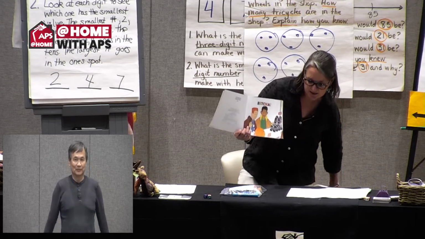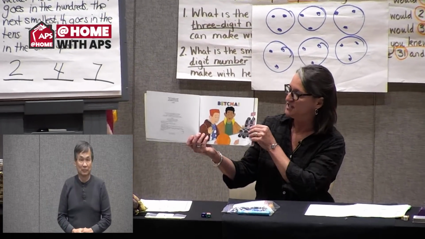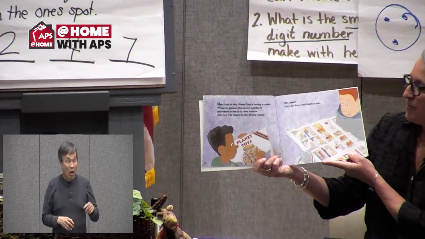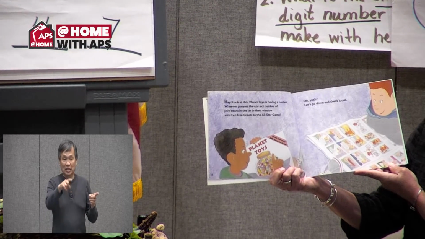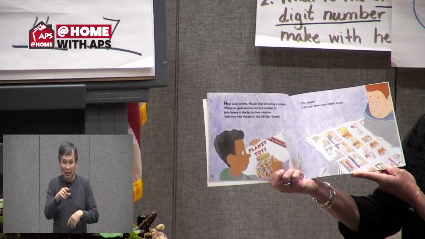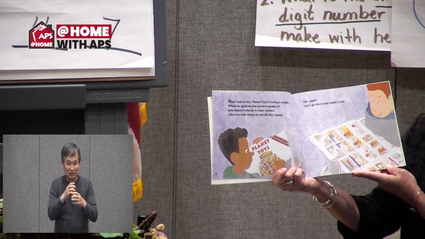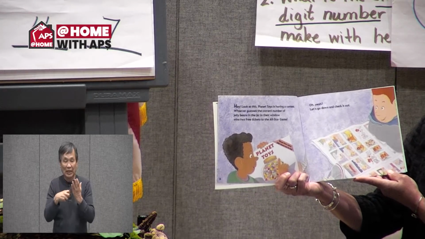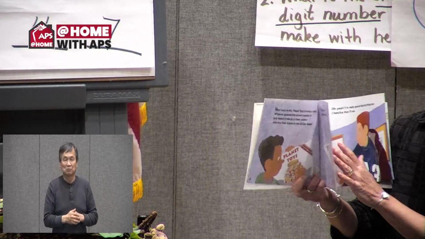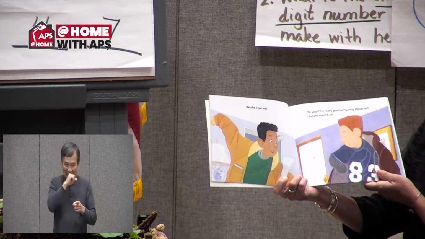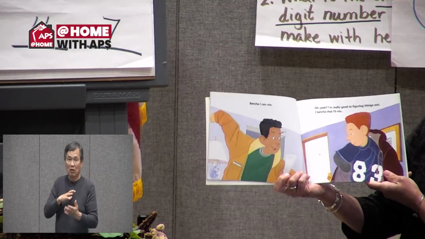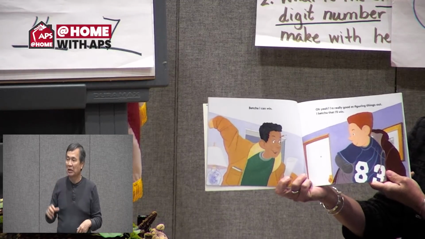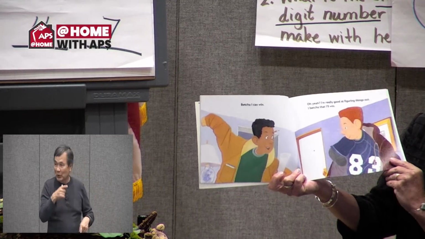I think we'll sit for this part. Okay, Betcha. Hey, look at this. Planet Toys is having a contest. Whoever guesses the correct number of jelly beans in the jar in their window wins 2 free tickets to the All-Star game. Oh yeah? Well, let's go down and check it out. Sounds like a pretty good prize for guessing how many jelly beans. I bet you I can win. Oh yeah? Well, I'm really good at figuring things out. I bet you that I'll win. I wonder who will win this bet.